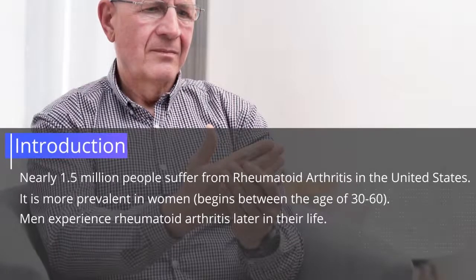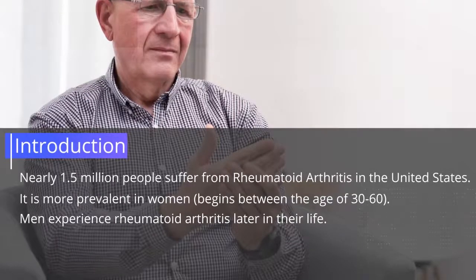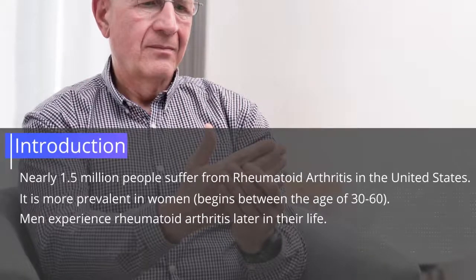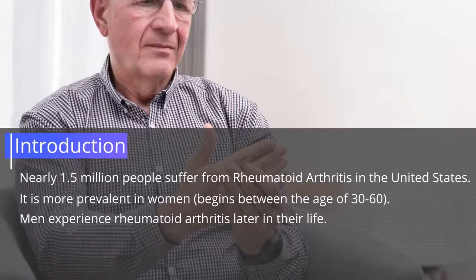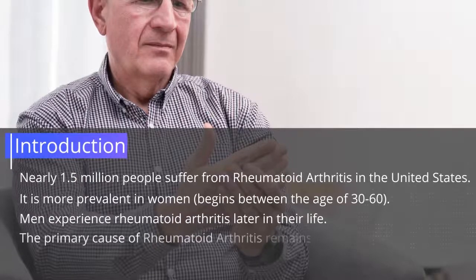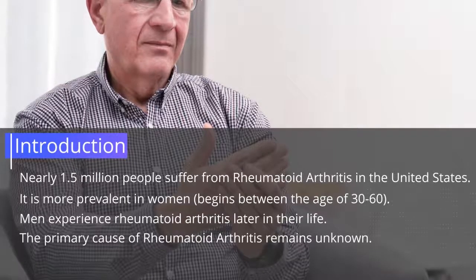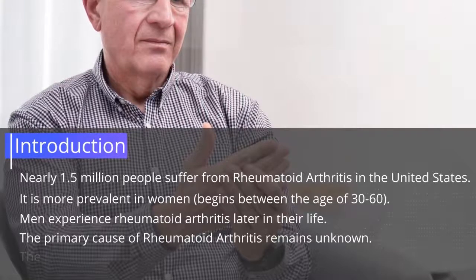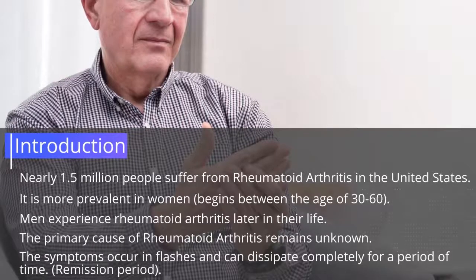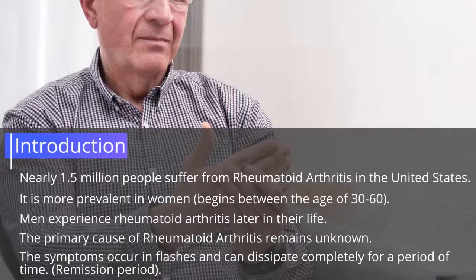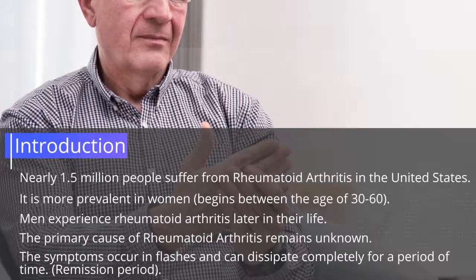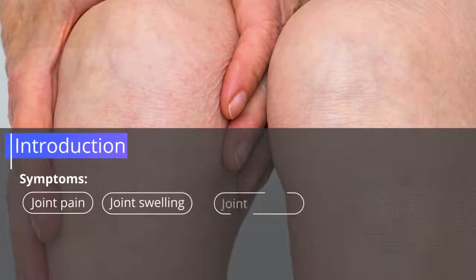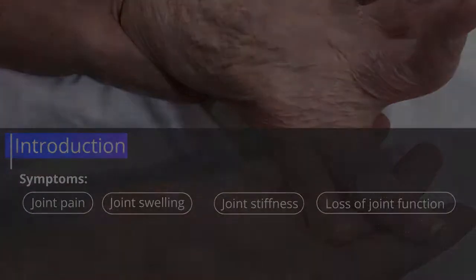We do know that it is an autoimmune disorder in which the immune system of the body mistakenly attacks the joints. However, so far, we do not know what triggers this. Therefore, the primary cause of rheumatoid arthritis remains unknown. Since rheumatoid arthritis is a chronic disease, the symptoms occur in flashes and can dissipate completely for a period of time. It is known as the period of remission. Usually, joint pain, joint swelling, joint stiffness and loss of joint function occur.